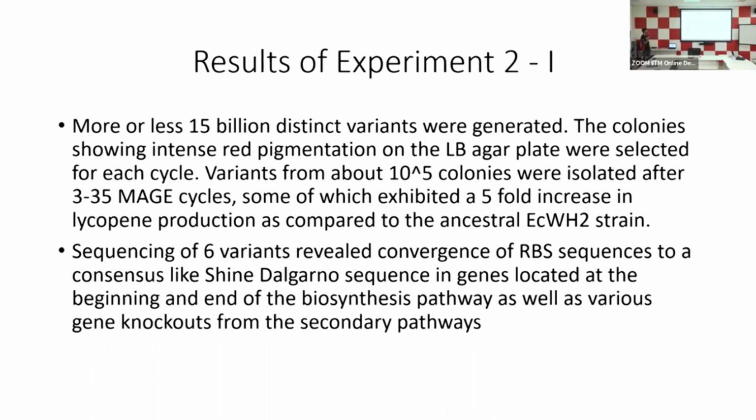And sequencing of 6 different variants, 6 of any of the 15 billion different variants, revealed the convergence of the RBS sequences to a consensus-like SD sequence in genes located at the beginning and end of the biosynthesis pathway, as well as various gene knockouts from the secondary pathways, which basically says that the RBS sequences do converge to the most optimized genes for lycopene production.